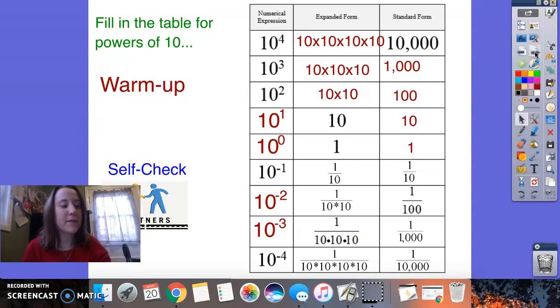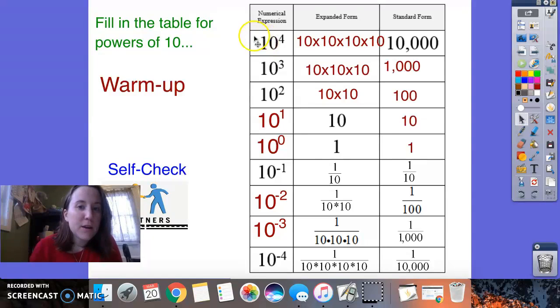What I want to make sure we talk about are a couple of things. We talked about this with scientific notation, but it's much easier to use this numerical expression, or writing a number as an exponent, than it is to write out the expanded form or even the standard form as our numbers get really small or really large. I also want to point out some patterns that you should notice as you are looking down the table. And that is that every time the numerical expression decreases by a power of 10, so does the standard form. And there's one fewer 10 in the expanded form.